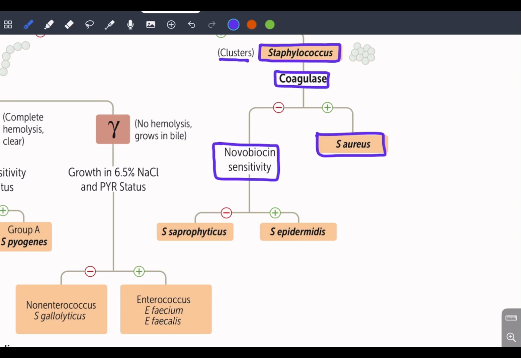If a bacteria is sensitive to novobiocin, then it means that it will die because novobiocin acts upon it. So if we say over here Staphylococcus epidermidis is novobiocin sensitive, and Staphylococcus saprophyticus is not sensitive to novobiocin. So you should remember this.